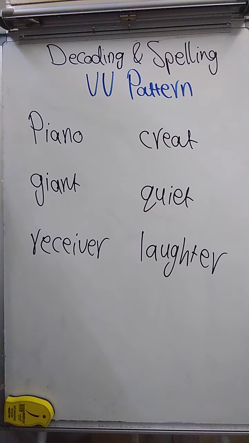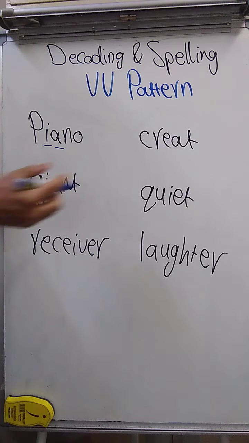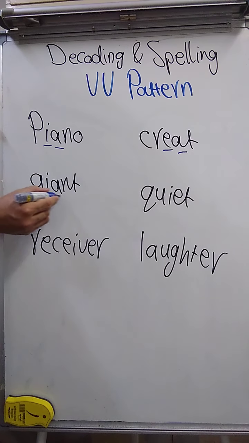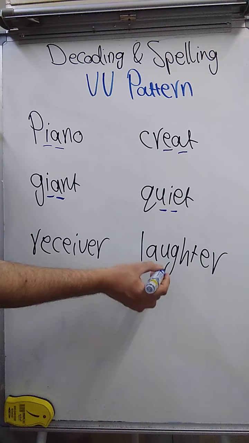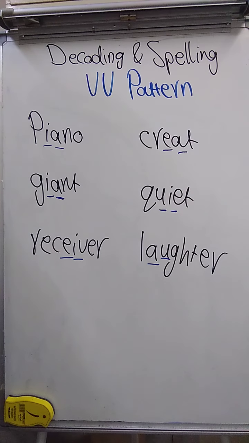that are following each other. So like here, guys, we have two vowels, I and A. Here we have E and A. Here we have I and A, and so on. So guys, here in these examples, how to decode words and how to spell these words.